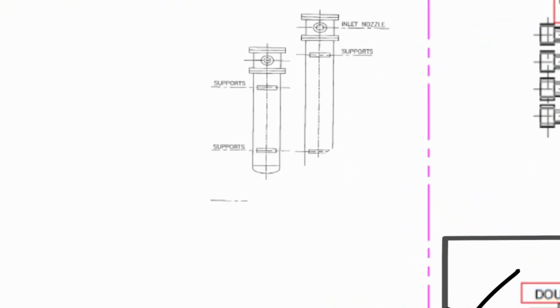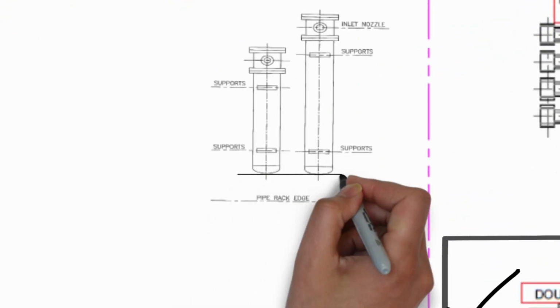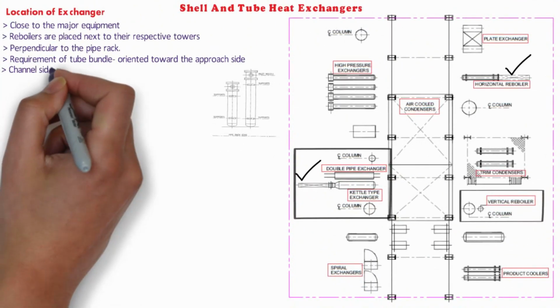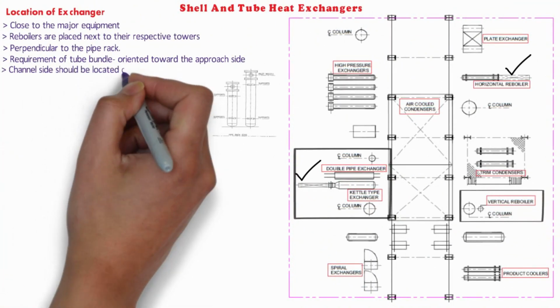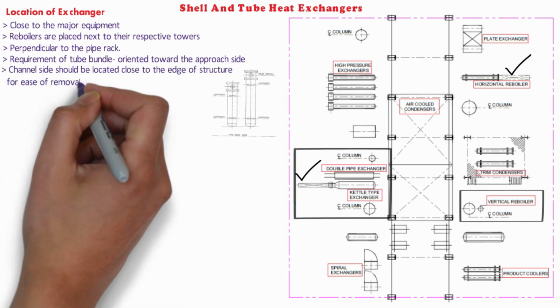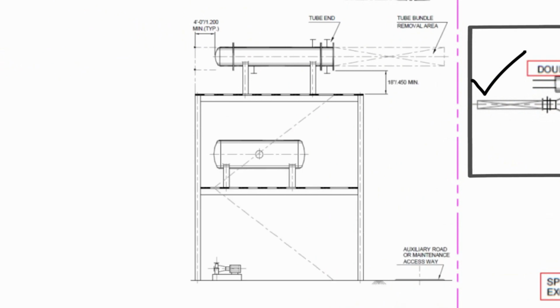In case multiple exchangers are located parallel to each other near the rack, they shall be located with the end towards the rack matching along one line. For exchangers located within elevated structures, the channel side should be located close to the edge of the structure for easy removal. Sufficient clear space should be provided in front of the exchanger for removal of the channel bolts and handling of the channel. Dropout area on the grade should be on the access side and dropout volume should be blocked in the model to avoid any interference.